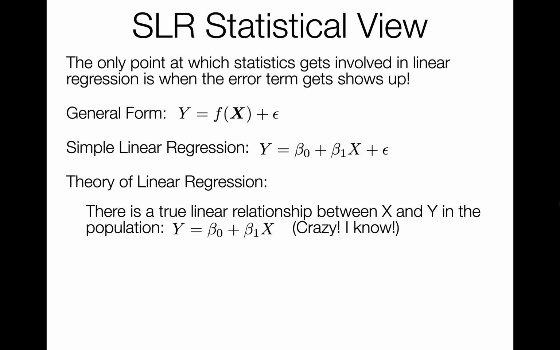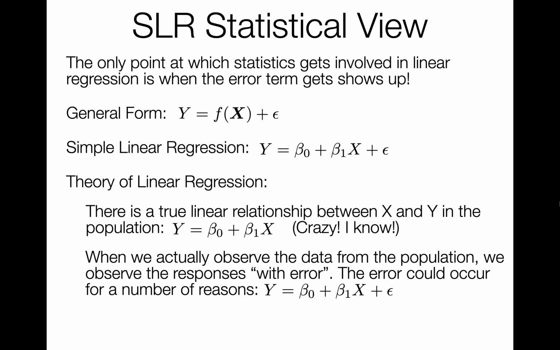Now, that's certainly not true in almost any case that you work with, but it is an assumption that's there in the theory of linear regression, and so you kind of have to go with it. It's crazy, just stick with me. When we actually observe the data from that true relationship, we observe it with error. That error could result from a number of different reasons.